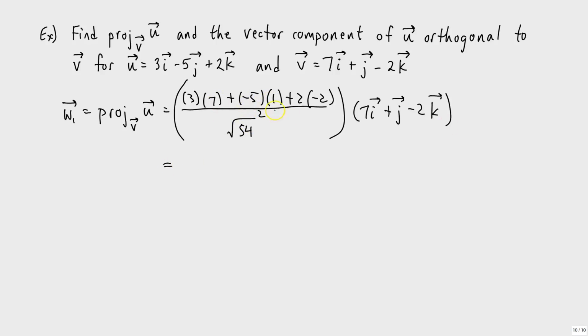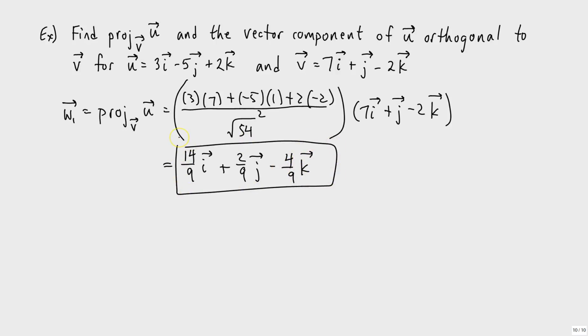So this is a scalar. We multiply through our vector, and we get 14/9 vector i plus 2/9 vector j minus 4/9 vector k. So now we know the projection. So if I want W2, in other words, here's the projection, which we were calling W1. So this plus some other vector should add up to u.